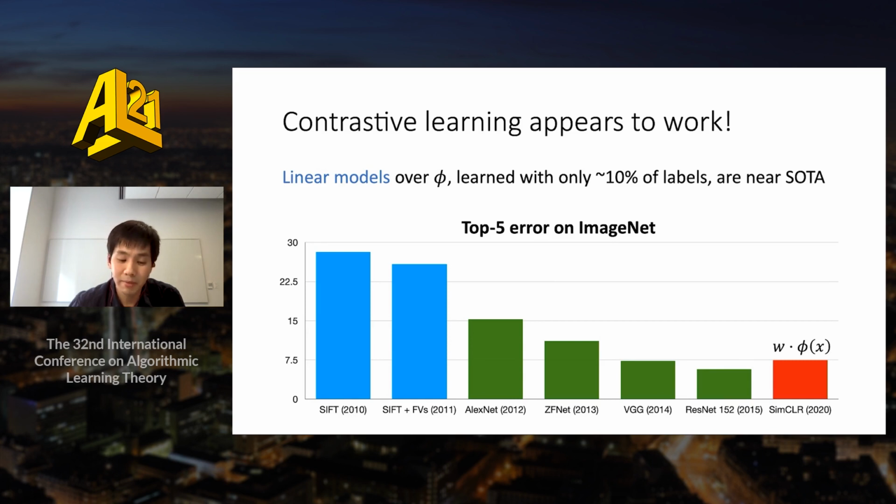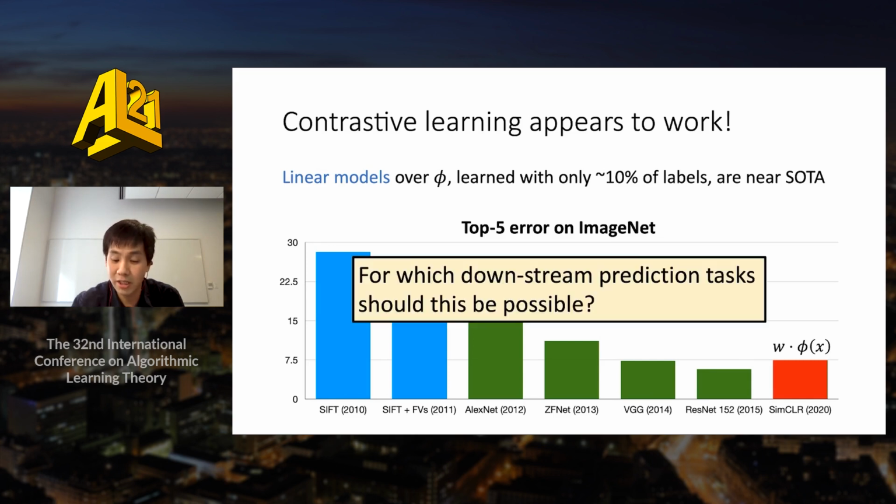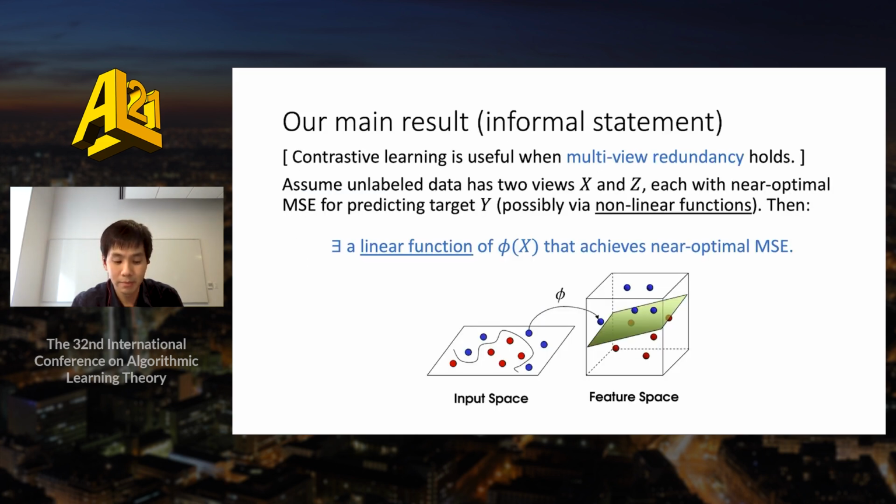Of course, the feature map provided by SimCLR, or that of any other contrastive learning method, cannot possibly be useful in all downstream tasks. So the question we want to answer is, for which downstream prediction tasks should something like contrastive learning be useful? In our paper, we identify a condition called multi-view redundancy and prove that it's sufficient for contrastive learning to be useful for a downstream prediction task.